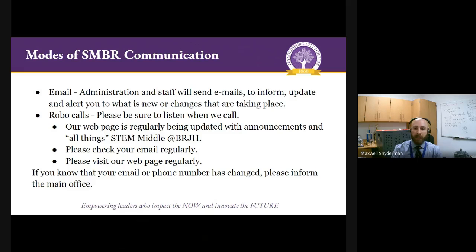As mentioned earlier, if you know that your email address has been changed, your phone number has been changed, please inform the main office. We want to make sure that we have the most accurate information so that when we do contact home, we're getting through to everybody that we need to.